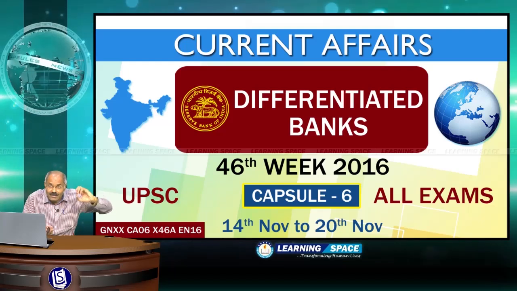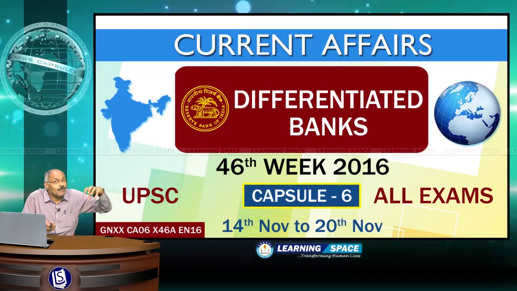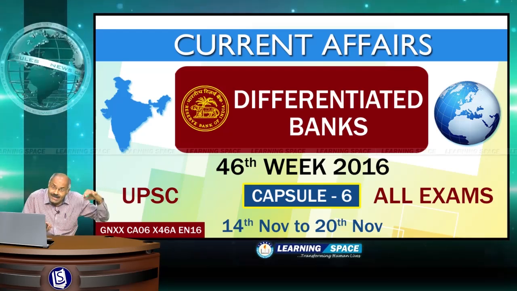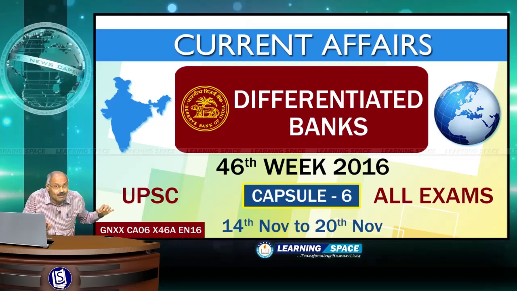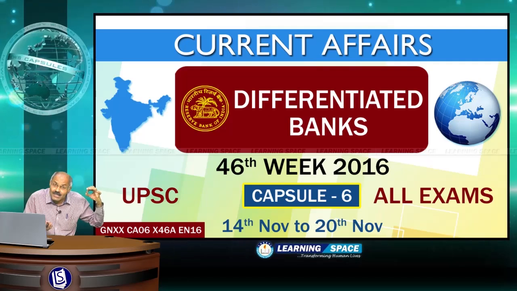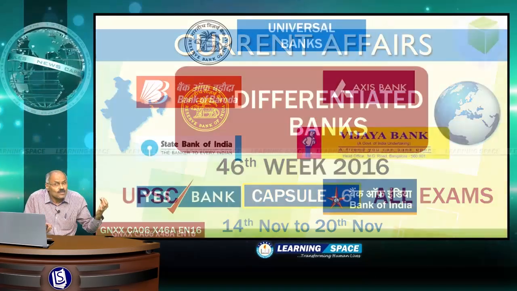Before going into the difference, recently licenses were given for payments banks as well as small finance banks. These come under the category of differentiated banks, and this is the first time in our country differentiated banks are given licenses, right? So, what is a universal bank?